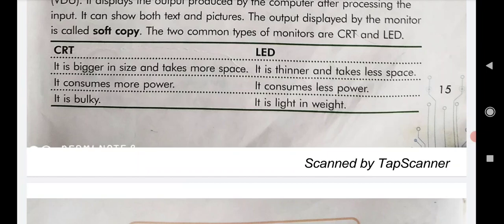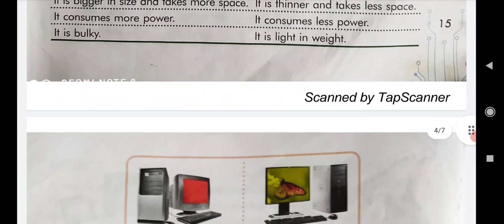Means the weight of CRT is more. CRT is heavy but LED is very light in weight. Means it is light.